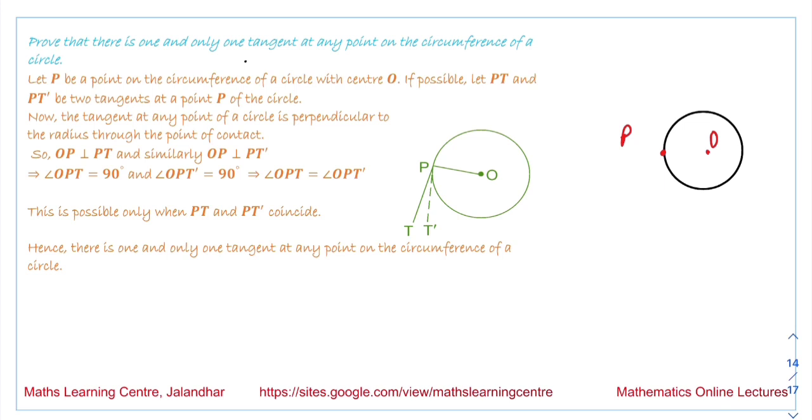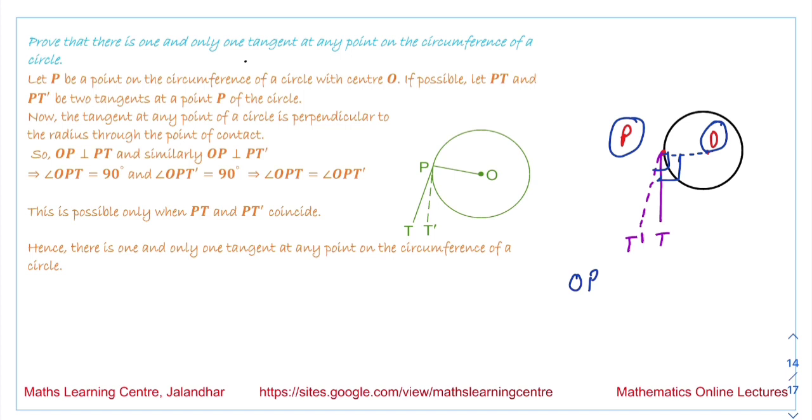Now suppose there are two tangents, one is this tangent PT and one is this tangent PT dash. There are two tangents at this point. So first of all we are joining this point P and O. We have joined this point P to the center of this circle, and we know from our previous result that the tangent and this radius will be at an angle of 90 degrees.